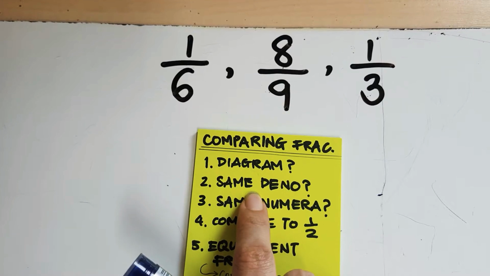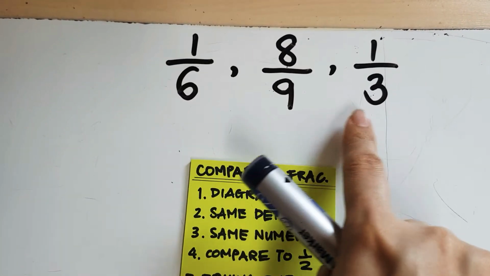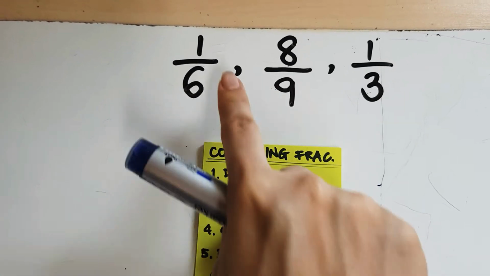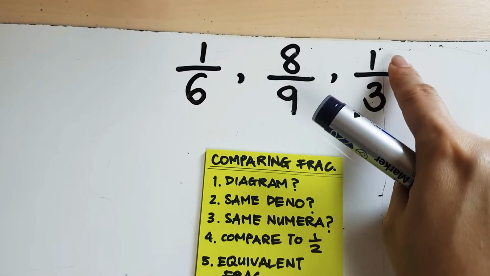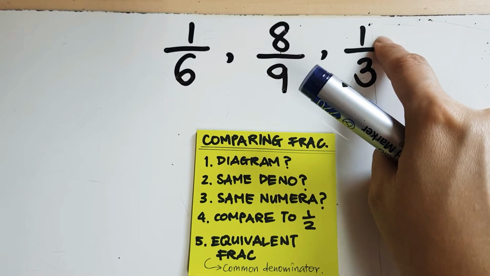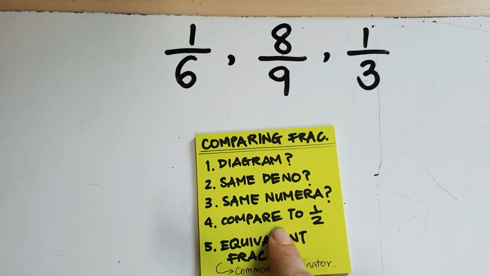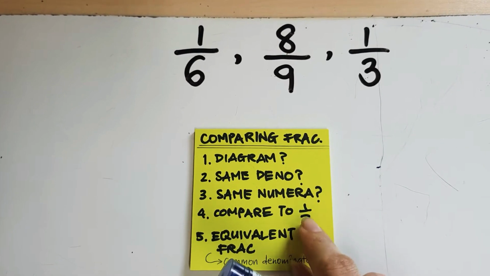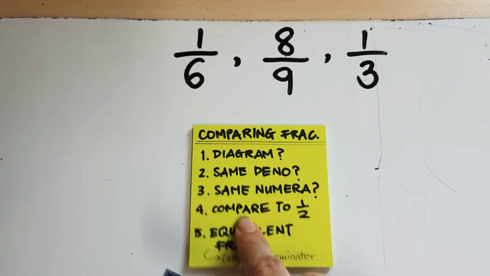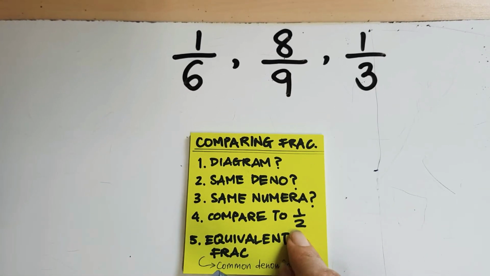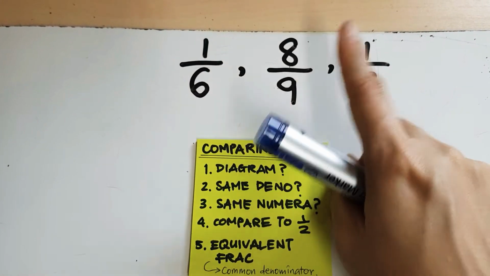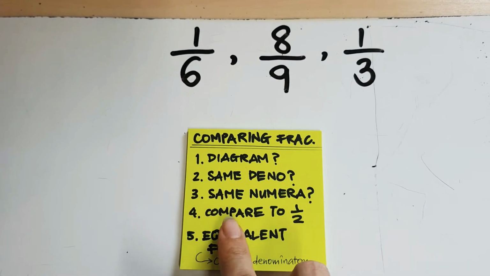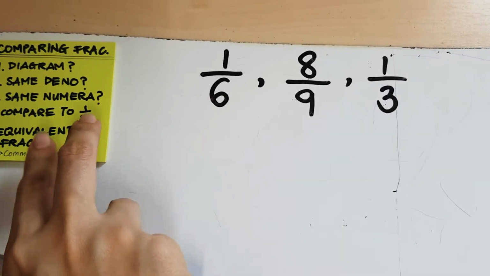Now let's check, do they have the same denominator? No, they do not. Do they have the same numerator? Okay, we see this fraction and this one that has a numerator of 1. Keep that in mind. But this one does not have the same numerator. And let's try comparing to half. Actually, I would advise everyone to start with comparing to half, because if we can take out one of the fractions that we know is the greatest or the smallest, then we are only left with 2, and that's easy. So let's try comparing to half.